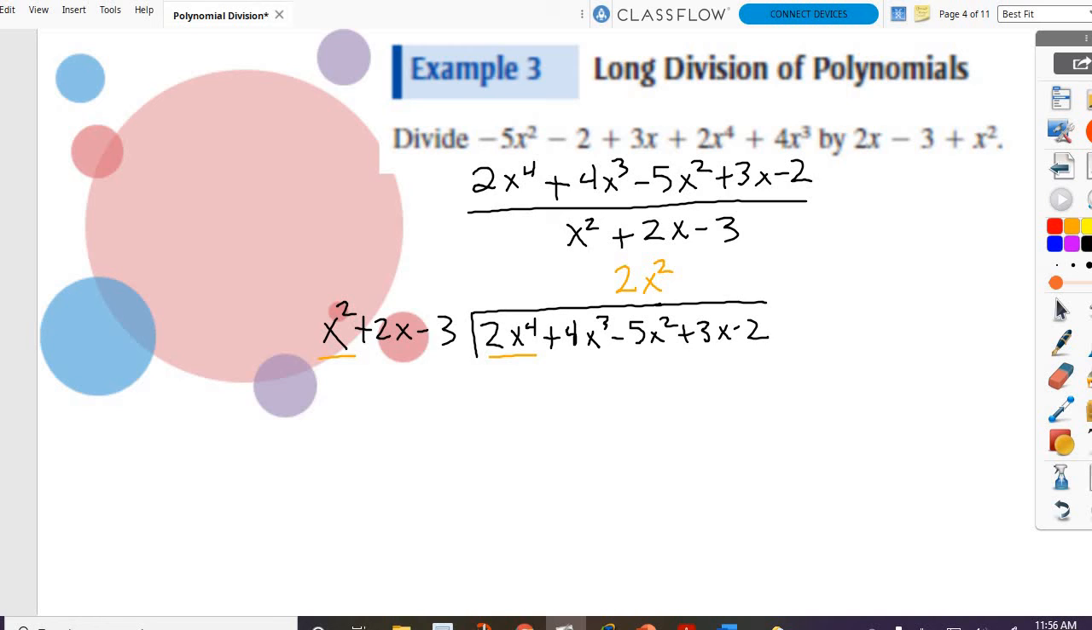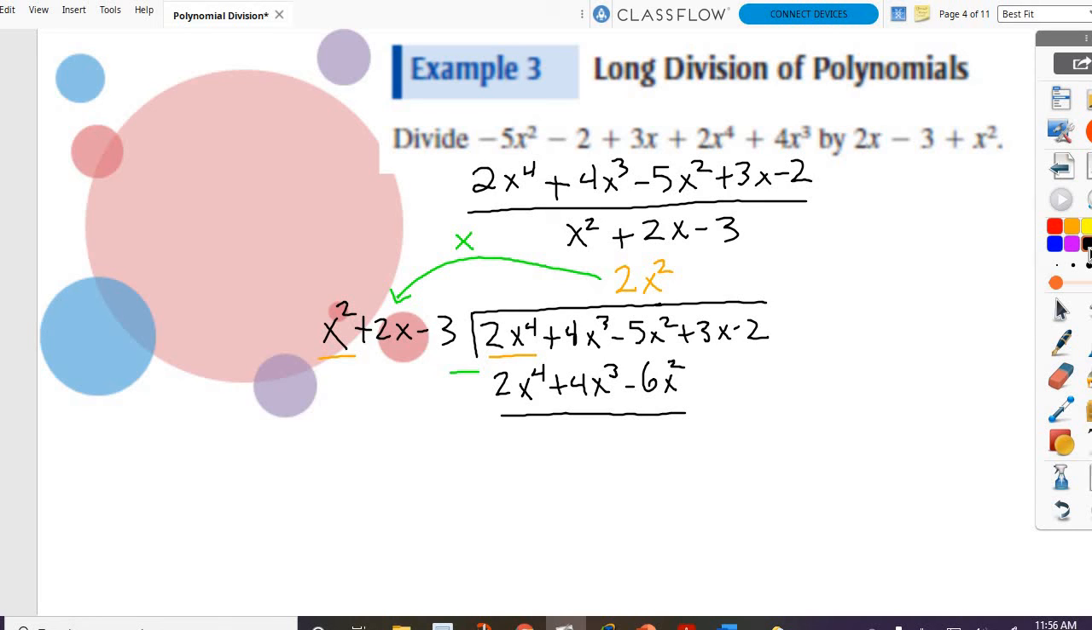And then, just like with our normal numbers, we're going to take whatever's on top and we're going to multiply that to the stuff that's on the outside. And that's what we're going to write underneath. So 2x squared times x squared gives us 2x to the 4th. And then 2x squared times 2x gives us 4x cubed. And then 2x squared times negative 3, negative 6x squared. Now, what operation do we do as we're going down? Subtraction.